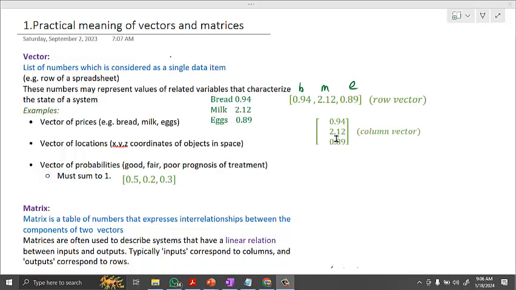Another common use of vectors is for locations in physics. I think, have you had a physics class here? Has everyone taken physics? Okay, some people yes, some people no.